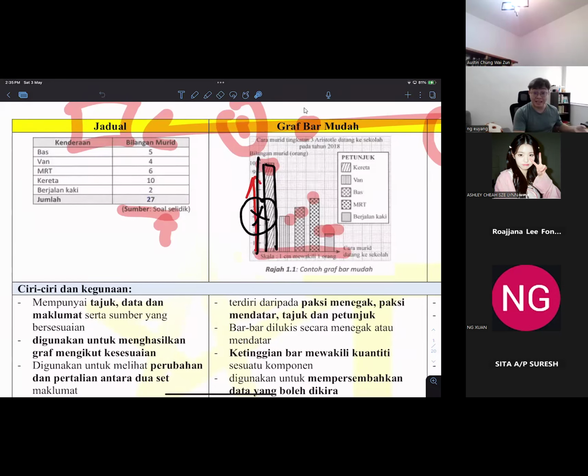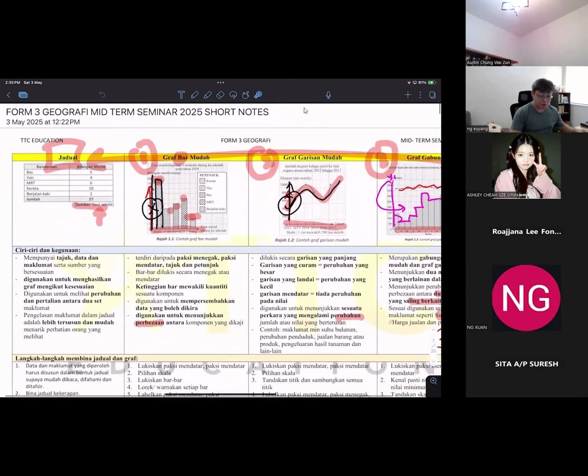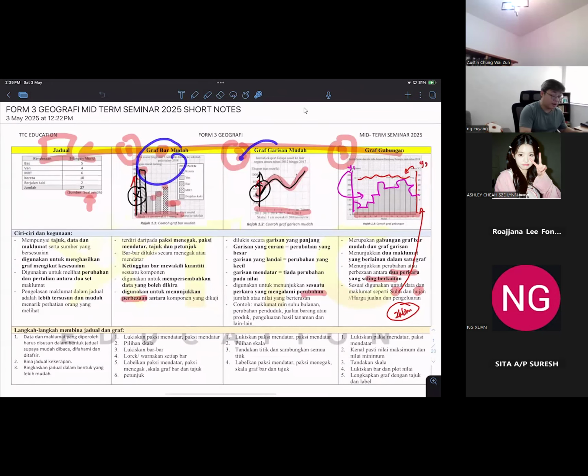If you ask me for Catholic, no problem. Anyone from Catholic? Most likely Catholic students attend my Mandarin class, not the English class. So no Catholic students here? Which class, 3A or 3B? For Catholic students, make sure you are able to draw either graph bar or graph garisan. 100% Catholic is not going to come with a graph gabungan. If they really come with a graph gabungan, which means the teacher purposely tried to come up with one.